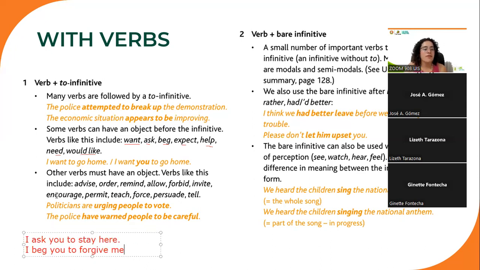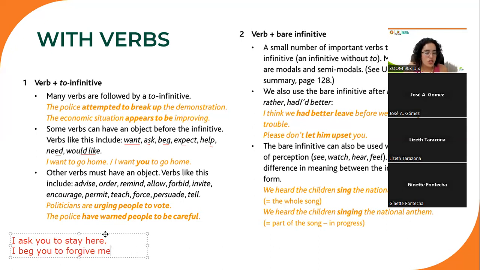Okay, in the next part, we have other verbs that always should have an object, okay? Verbs like advise, order, remind, allow, forbid, invite, encourage, permit, teach, force, persuade, or tell, okay? So these verbs should always have an object, okay? Order what? Order people, or warn people, or teach people, teach something, okay? I cannot just teach. These verbs should always have an object.